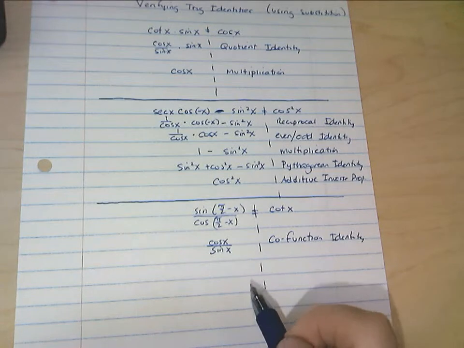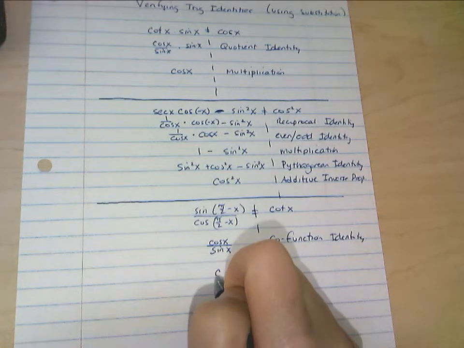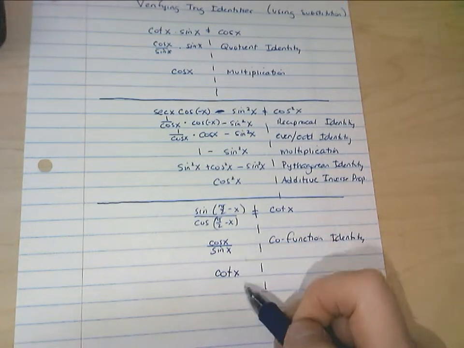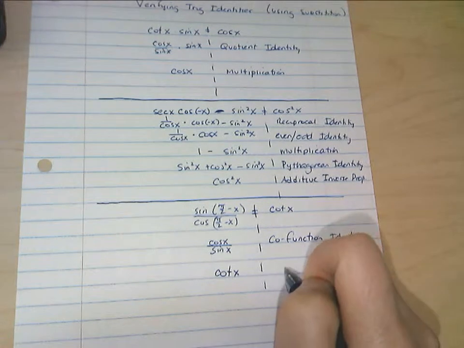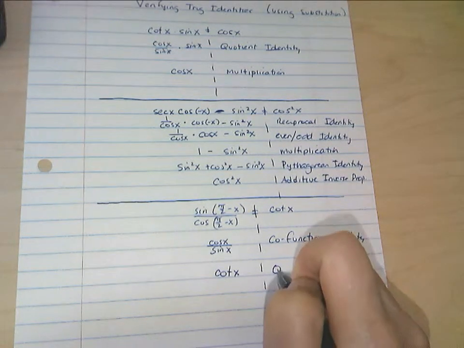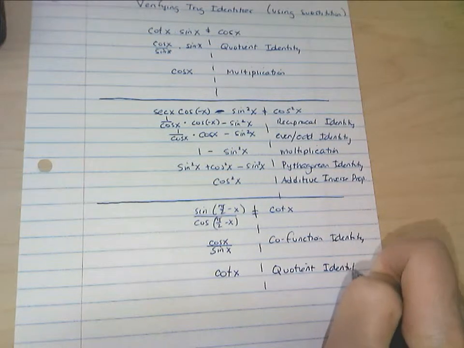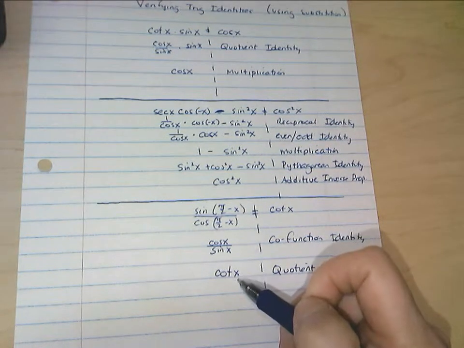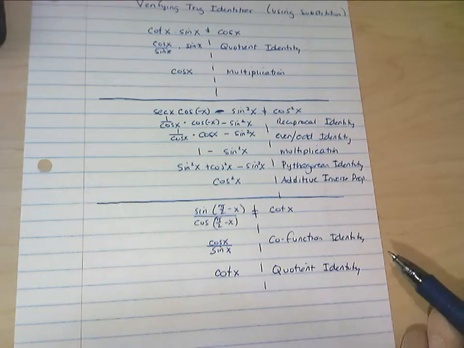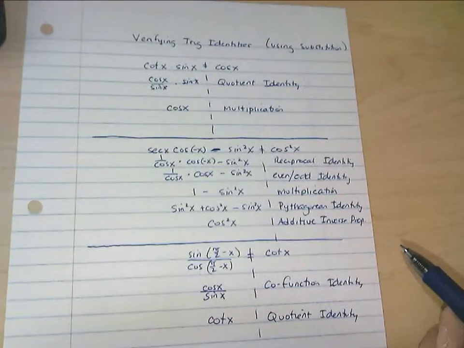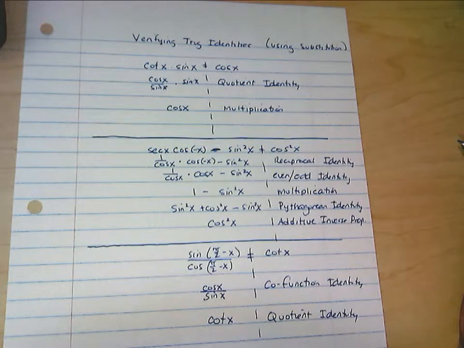Cosine x over sine x is equivalent to cotangent x. So I can replace cosine x divided by sine x with cotangent x, and that is my quotient identity. And that's what I wanted to end up with. So cotangent x is what the ending was. So there are 3 examples using substitution to verify trig identities.